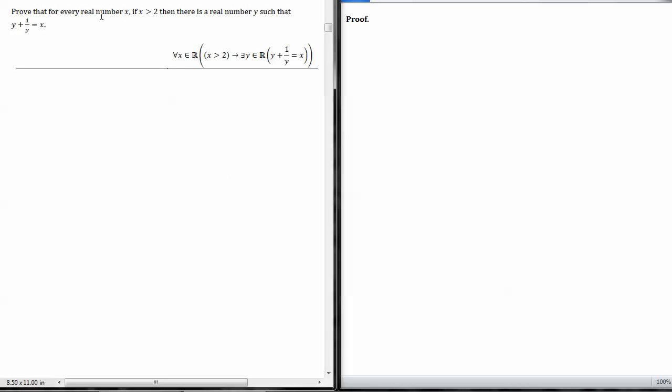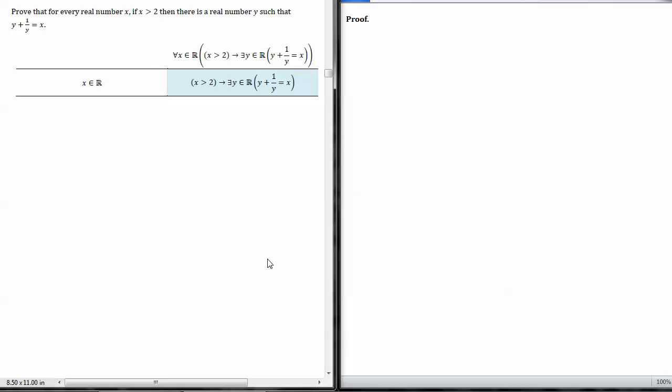Here's the goal. For every x in the set of real numbers, if x is greater than 2, then there exists a real number y such that y plus 1 over y equals x. That goal is a universal statement, and so we can take x to be arbitrary, but not completely arbitrary. We can assume that it is a real number, so x in R becomes a given, and then we have this conditional statement as a goal. And to prove that, we can do a direct proof.